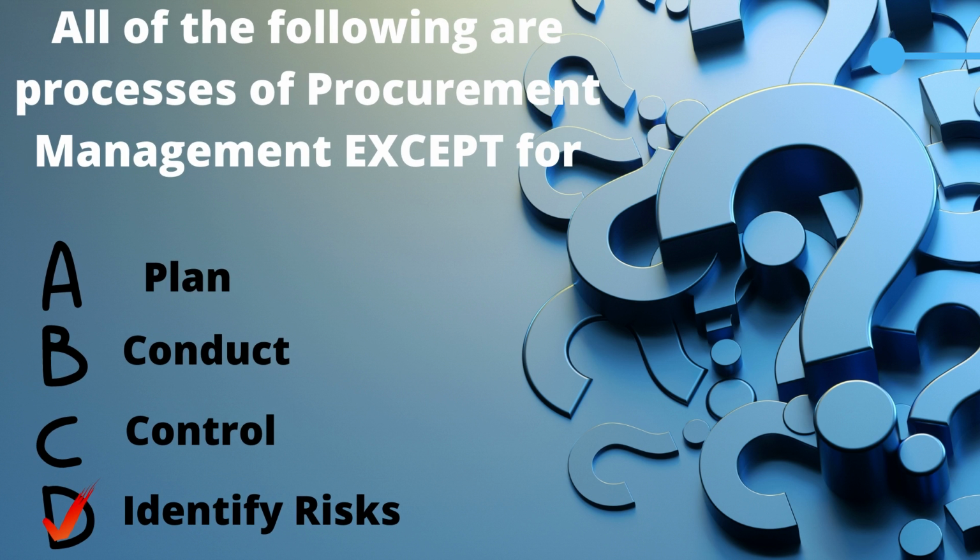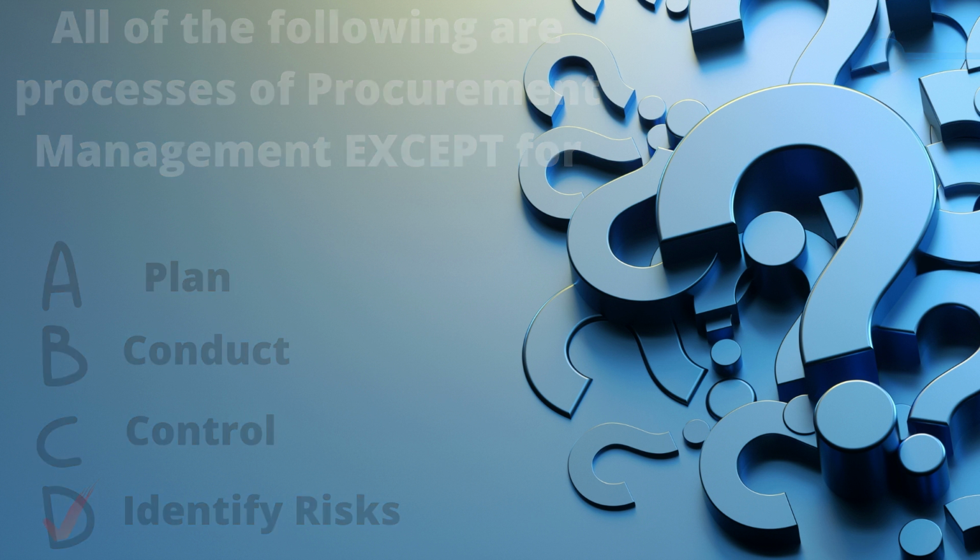The second question is, all of the following are processes of procurement management except for A. Plan, B. Conduct, C. Control, and D. Identify risks. The correct answer is D. Identify risks, as the following processes of procurement management are plan, conduct, and control.